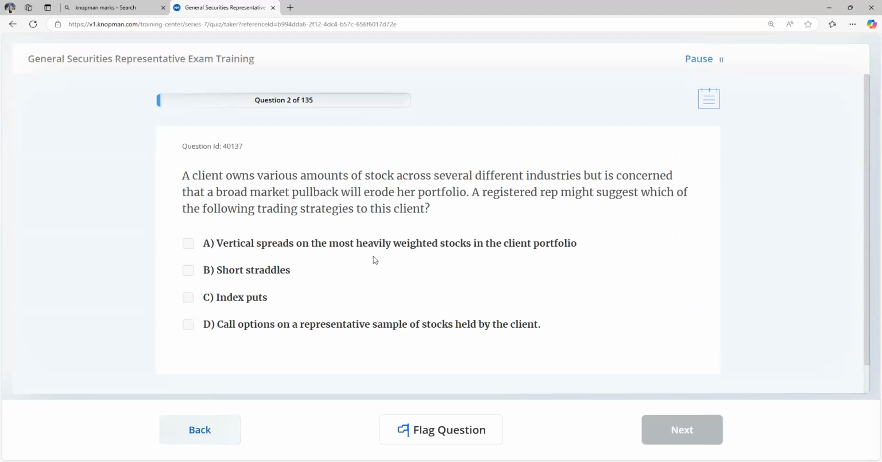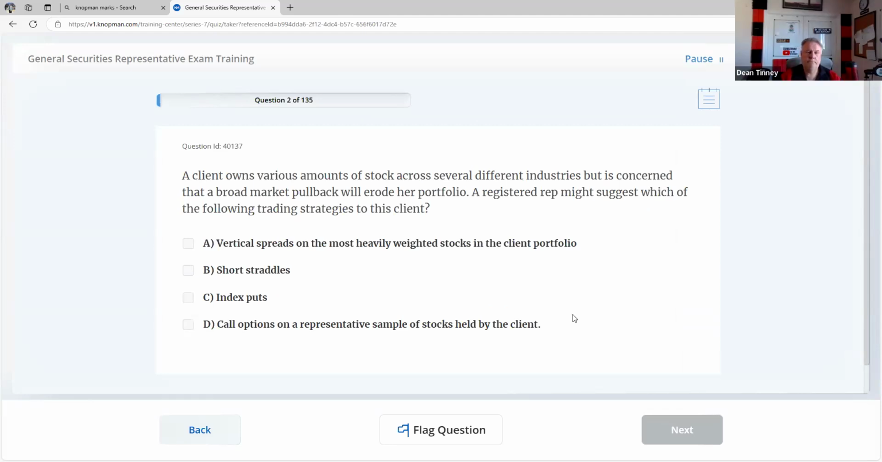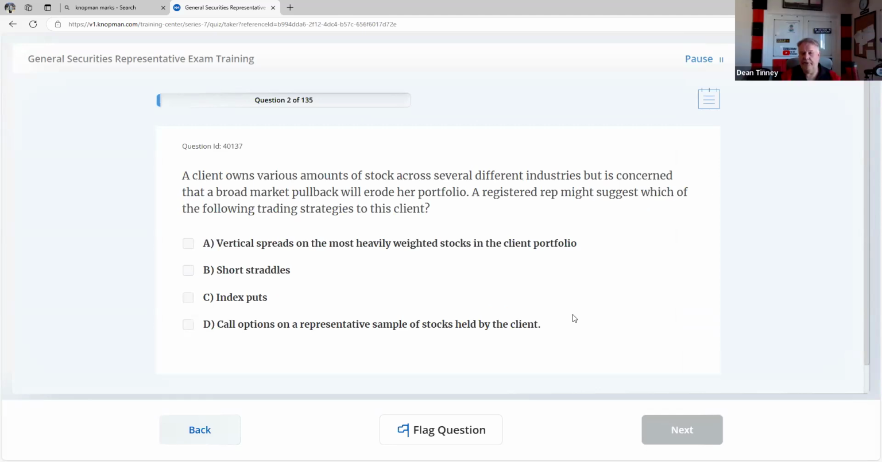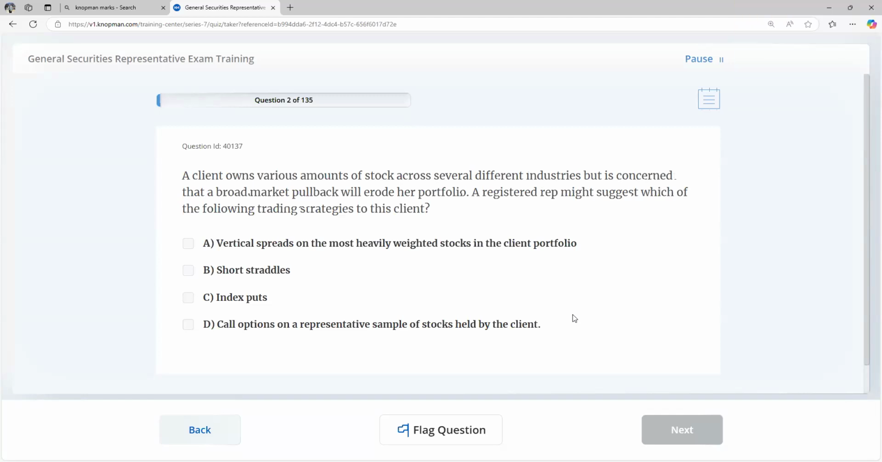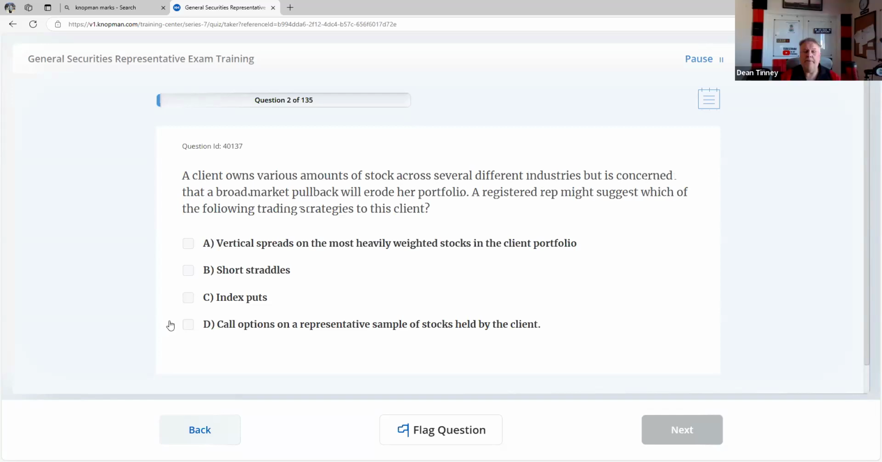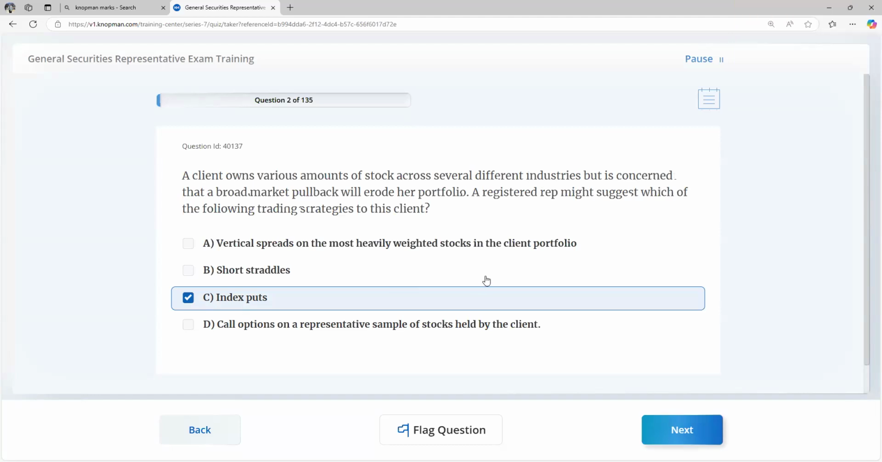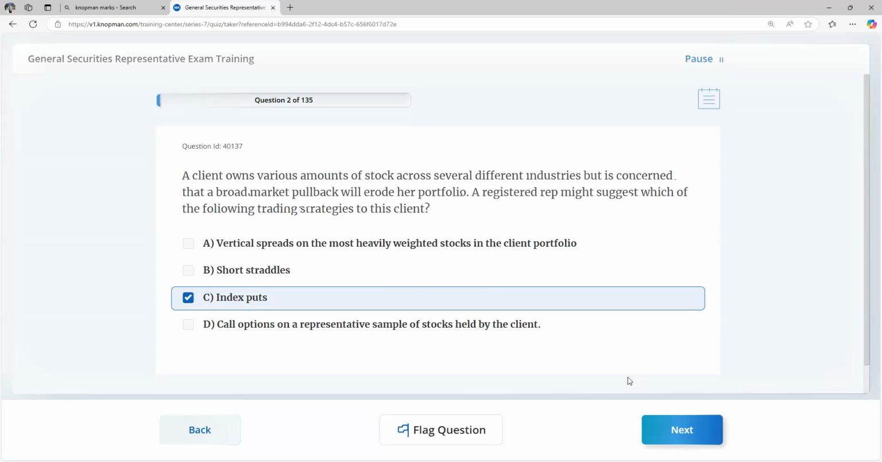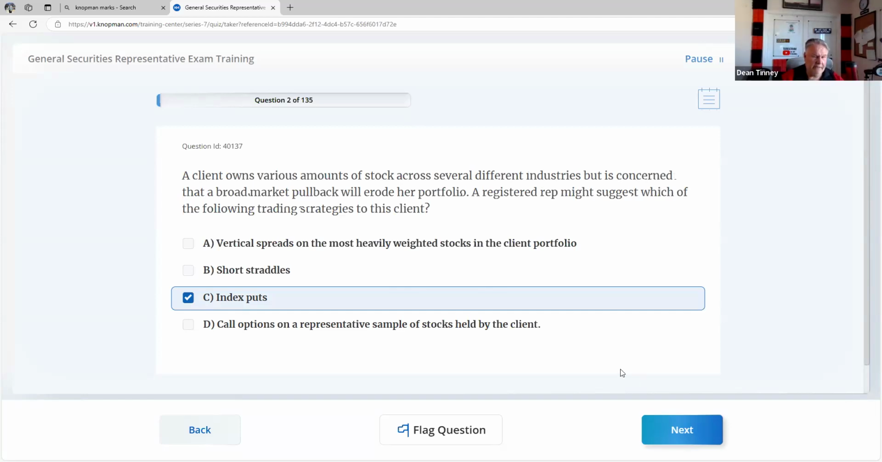I need to read this one more time. A client owns various amounts of stock across several different industries. Let's change the question: what if it said a client owns various amounts of stock, but is concerned that a particular stock will pull back? I guess you would buy index puts. Right, because if you're worried about selection risk, you'd buy a put on the particular stock you're worried about. But if you're worried about systematic risk, you say, hey, it's okay, we're hedged. The market's going down, but our puts are going up. I would also note that index options settle in cash.